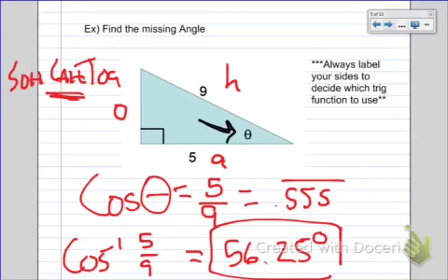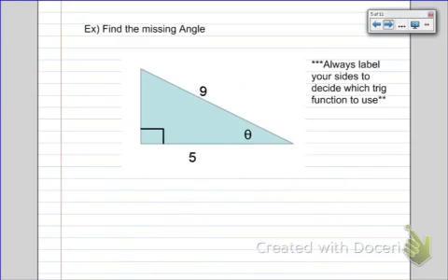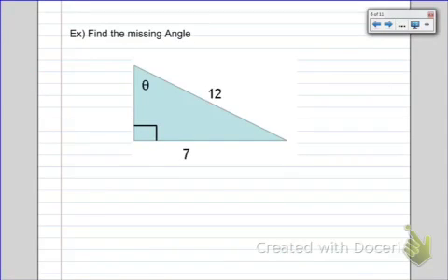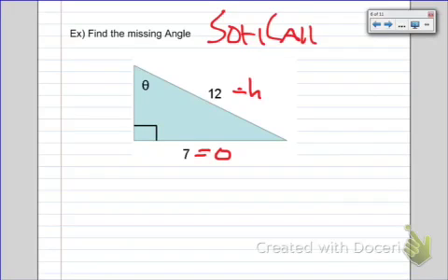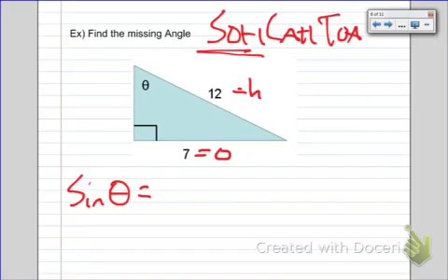Okay? Let's go to and do one more together here. Same idea. Now theta's in a different spot. I've got some different numbers. So theta's here. I've got 7 and 12. Well, compared to theta, this is my opposite. 12 is my hypotenuse. Again, SOHCAHTOA. Which one is O over H? That's the S. So the sine of my angle theta equals 7 divided by 12.